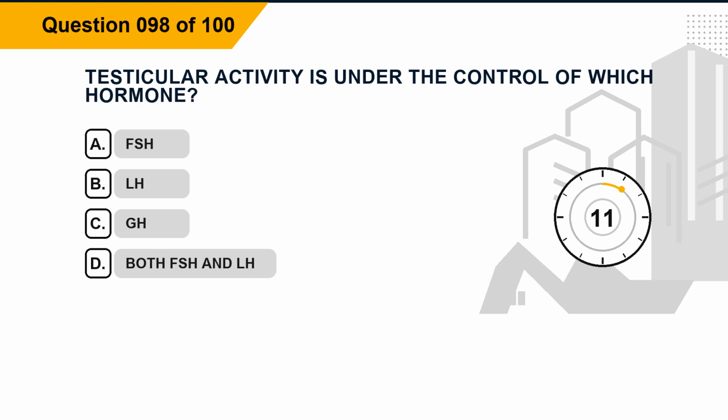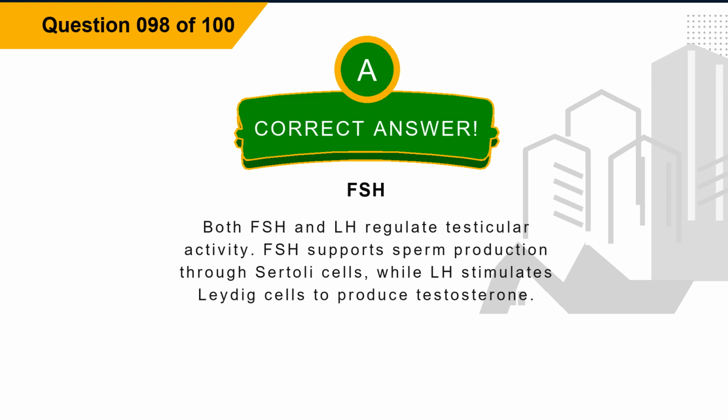Question 98. Testicular activity is under the control of which hormone? Option A, FSH. Option B, LH. Option C, GH. Option D, both FSH and LH. The correct answer is option A, FSH.